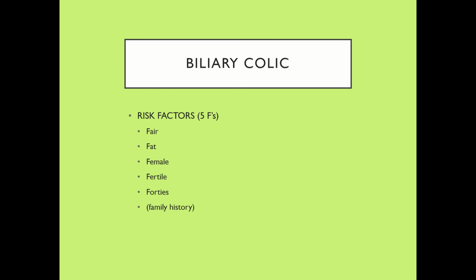The risk factors are quite easy to remember. You can remember them as the 5 Fs. So the first F is for fair, so it's generally more common in Caucasian populations. People who are overweight are at higher risk, and that's because of the excess cholesterol. Females are generally more at risk. This is because increased levels of estrogen actually make you produce more cholesterol.